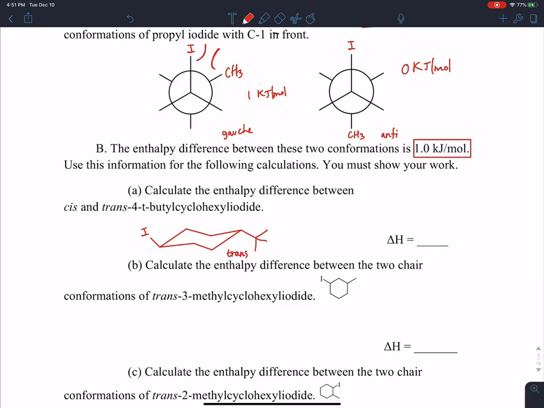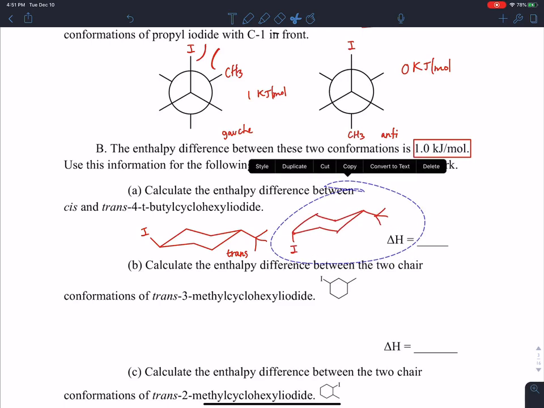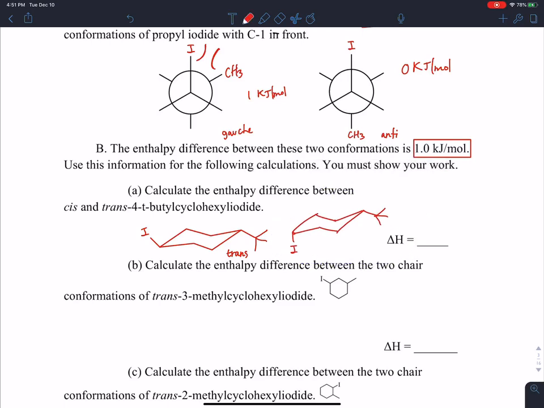Okay, and then the other answer would be the cis answer. Again, I'm going to try to make the best one. If this is pointing down, the iodide on carbon 1 has to also point down. The reason why I'm drawing the best answer here and not the worst one is because I don't know the energy of tert-butyl being in the axial spot.